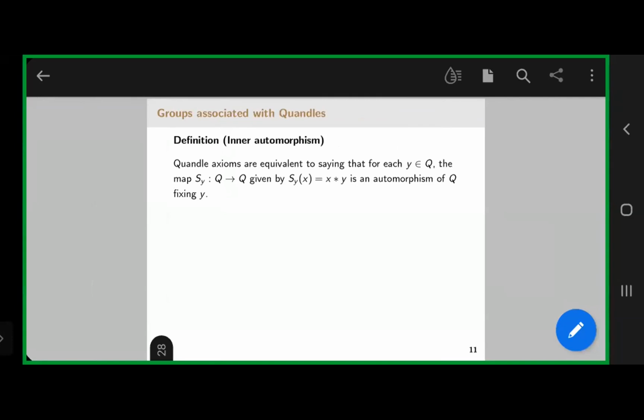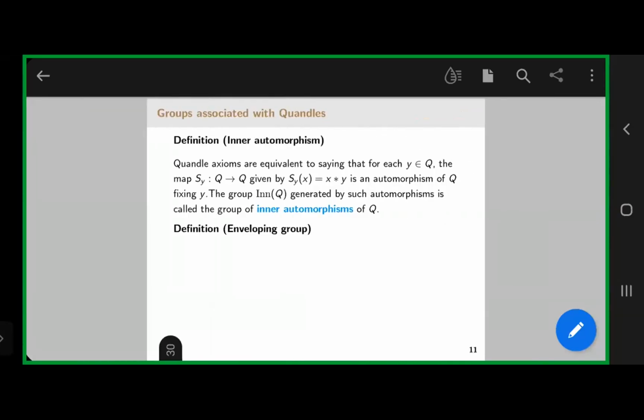Given every y in the Quandle Q, you can define the inner automorphism Sy as this: Sy acting on x is x star y. This obviously gives you an automorphism, and this automorphism we call the inner automorphism. Similarly, you can define other automorphisms, and the whole group is called the automorphism group of the Quandle Q.